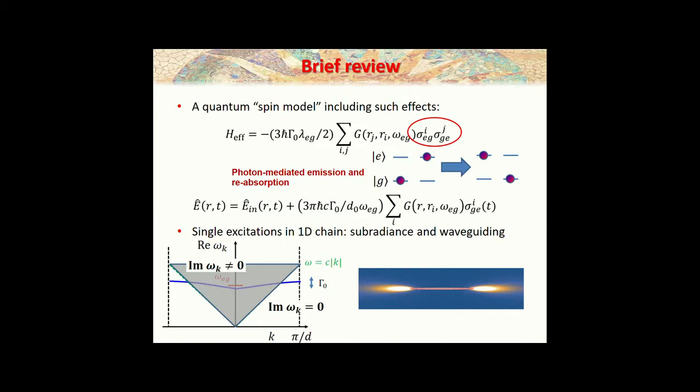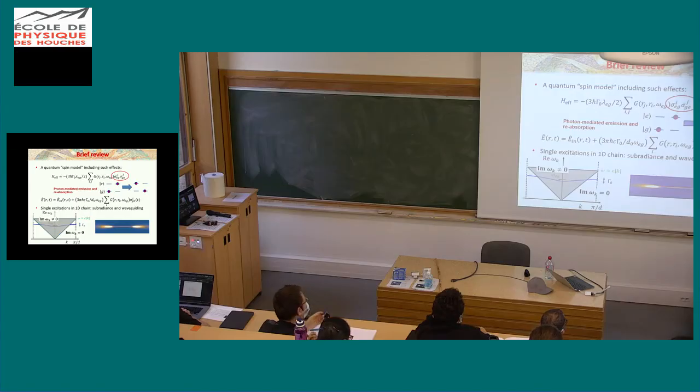So then I proceeded to try and use this spin model for one simple example. I took a 1D chain of atoms in free space in 3D, and I considered the limit of a single excitation. What we found is that in the limit of an infinite array, these single excitations will be diagonalized by Bloch states. So you can calculate a band structure for these Bloch modes.